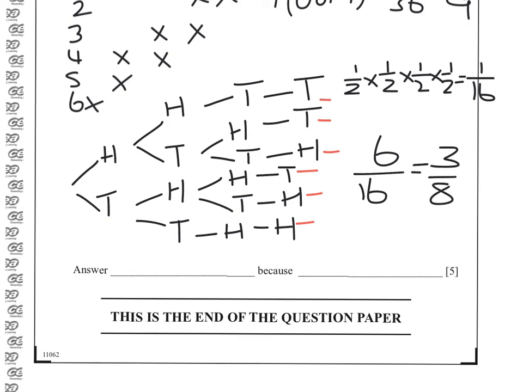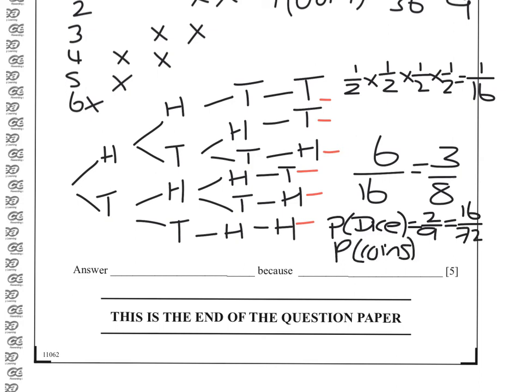That means the probability with the dice is 2/9, which I'm going to write as 16 over 72, and the probability with the coins would be 3/8, which is 27 over 72. So the answer is the coins, and that is because it has the largest probability.